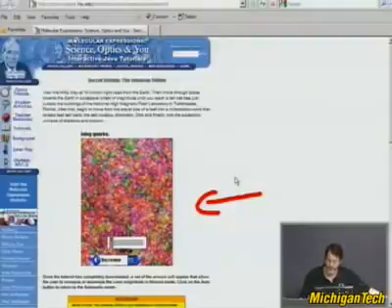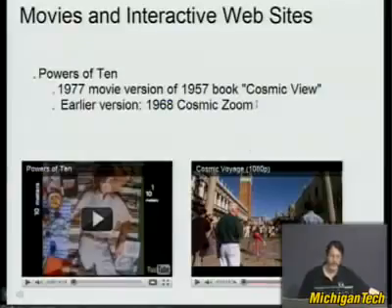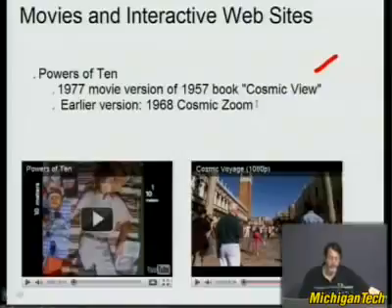So that is an interesting zoom, and there are lots of zooms like this. So let's kill this one and jump to the next page. One of the earliest concepts of this was in 1957, there was a book called Cosmic View, where you could flip through the pages. And from that, there was a book in 1968 called Cosmic Zoom, where you could flip through the pages.